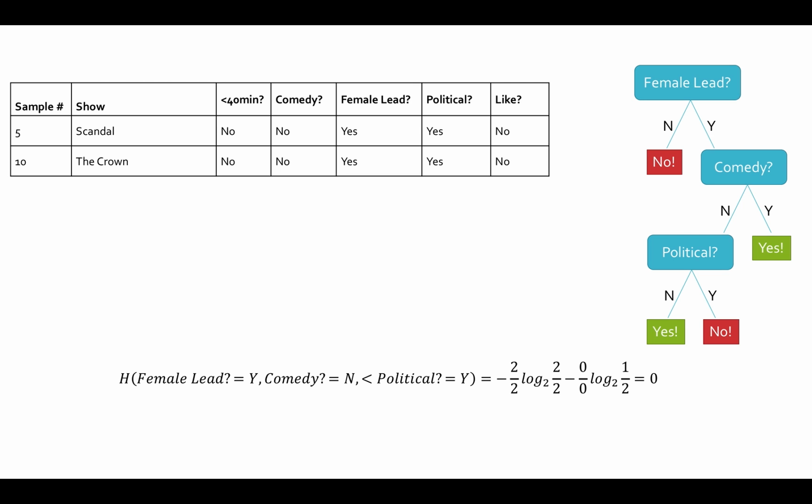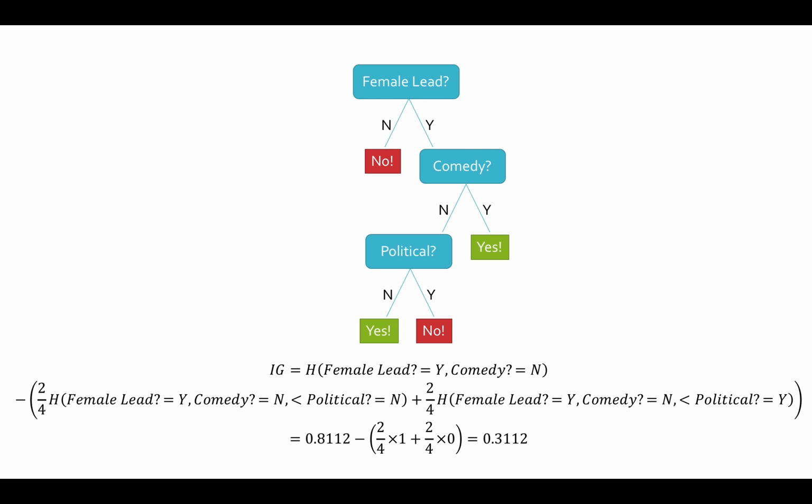On the other side, if political is yes, it seems like we don't like any of those shows, right? So the entropy is going to be 0. Let's calculate information gain. For this tree with female lead, comedy, and political, we only have 4 samples that are yes for female lead and no for comedy. And so they go into this question of political. Turns out there's 2 samples with a no value for political and 2 samples with a yes value for political. And so information gain is calculated as follows.